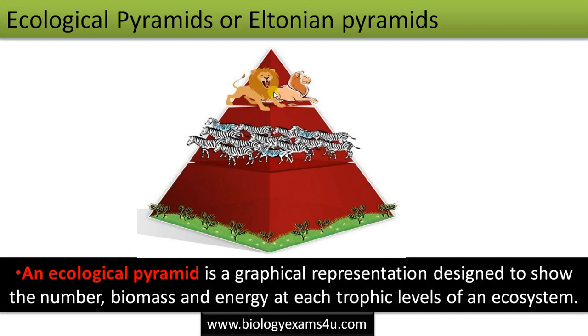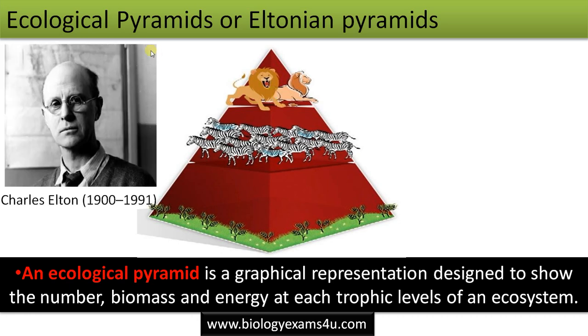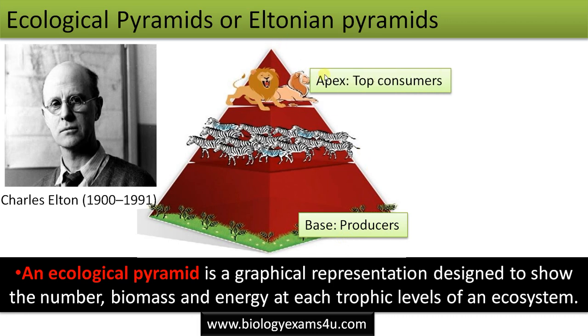Ecological pyramid is a graphical representation designed to show the number, biomass, and energy at each trophic level of an ecosystem. It was first described by Charles Elton, therefore also called the Eltonian pyramid, also called the food pyramid. So this is an ecological pyramid. Producers or the green plants form the base, whereas the top carnivores or top consumers form the apex of this pyramid.